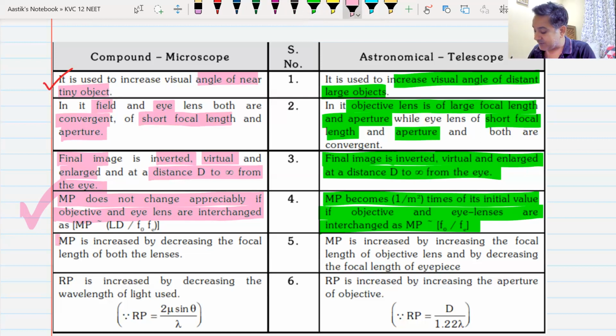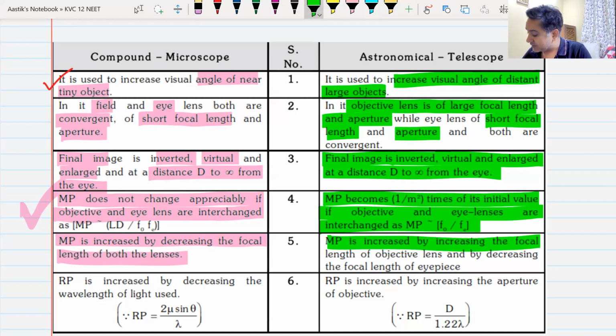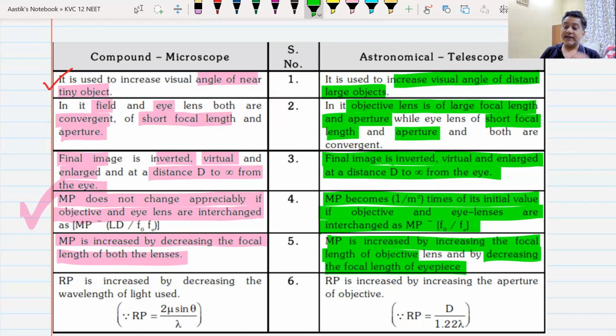The next point is magnifying power can be increased by decreasing the focal length of both the lenses. Decrease the focal length of both the lenses, you will have more magnifying power. Here it is increased by increasing the focal length of the objective and decreasing the focal length of the eyepiece. Remember these points. Points 4 and 5 are the most important points. Point 6 is not in your course, but you can remember this.